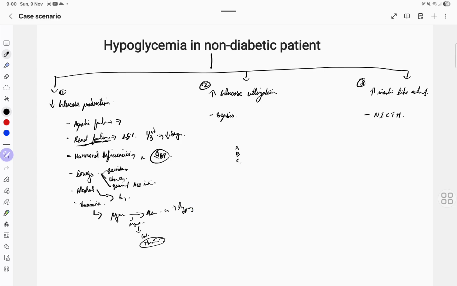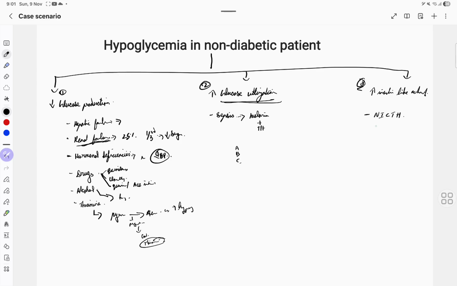The second heading is glucose utilization. In sepsis, particularly in malaria, the malaria parasite itself in the blood will cause hypoglycemia by utilizing the glucose, plus the treatment for malaria such as hydroxychloroquine will cause hypoglycemia. So malaria plus the treatment for malaria is a deadly combination for producing hypoglycemia. Then the third heading is increased insulin-like peptide.